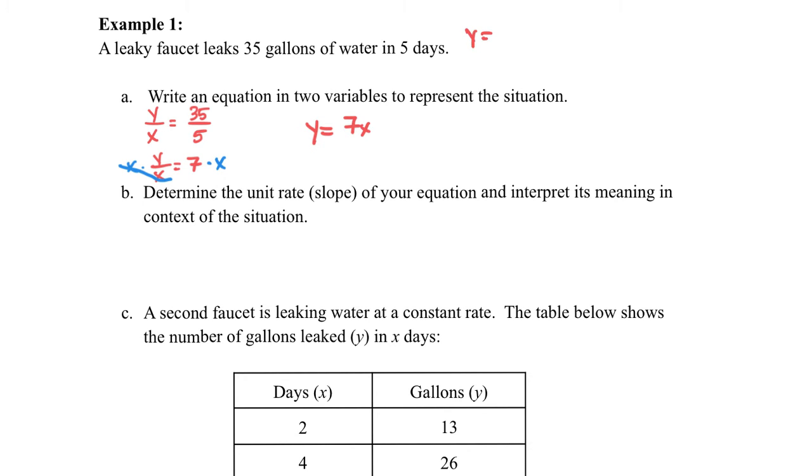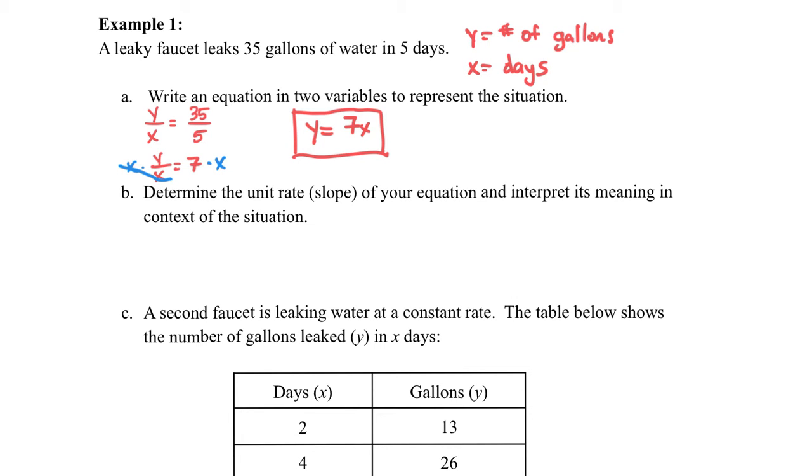And y is our number of gallons, and x is our number of days. And there's no y-intercept on this, because if it's 0 days, it would be 0 gallons. So my y-intercept is 0. So here's my equation in two variables: y equals 7x.